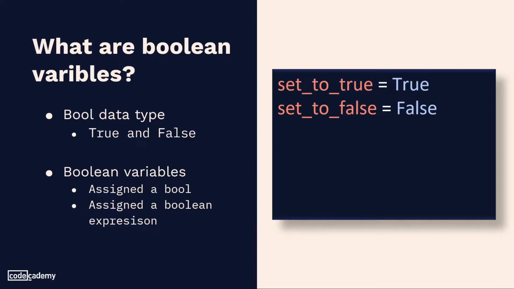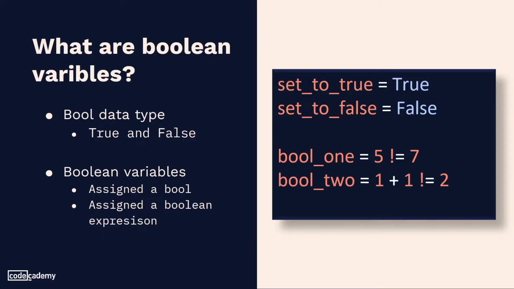First, we have two variables, one called set2true and one called set2false. These are assigned Boolean values directly. Next, we have a variable called bool1. This variable is assigned a Boolean expression, which will return either a true or false value. In this case, we have 5 is not equal to 7, which will return true. So bool1 will contain the value of true.